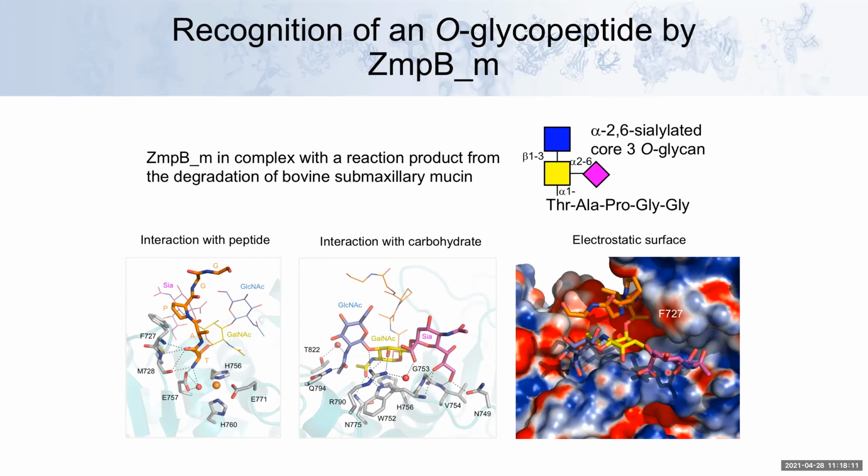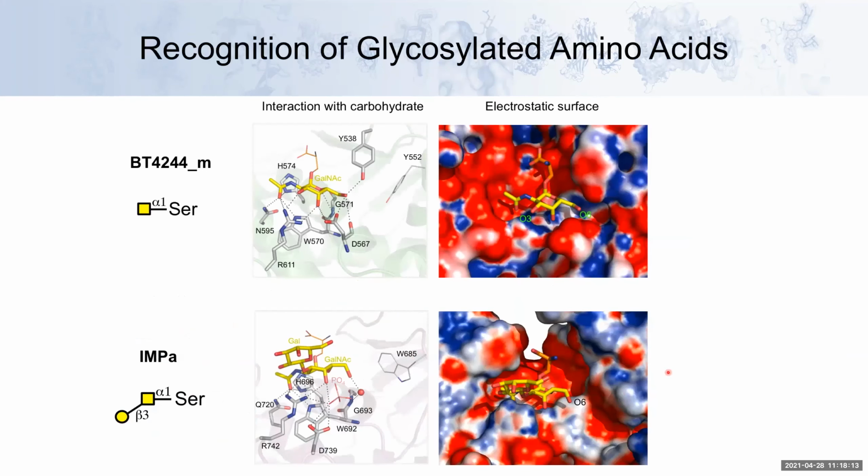And we continued this on by solving the structures of BT4244 and IMPA with glycosylated amino acids. Now that we had a better grip on this, we could simplify our problem a little bit and not have to make lobs into the end zone. And to try and summarize what we're seeing here is a set of conserved interactions with the central GalNAc, or the core GalNAc. There, in BT4244, where this O6 is, this area is closed off. It wasn't closed off in ZmpB. This is where the sialic acid would be. And this explained why this enzyme was only active on the linear glycans and not the branched one.